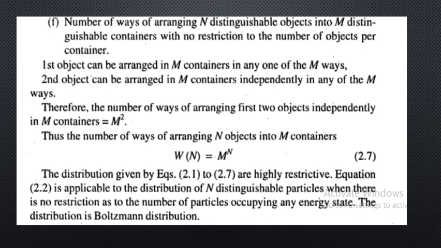As we saw before in problem 2, the equation is applicable to the distribution of n distinguishable particles when there is no restriction as to the number of particles occupying any energy state. The distribution is the Boltzmann distribution.